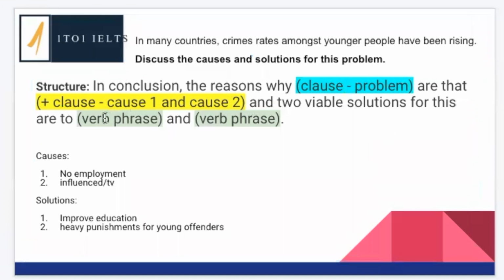When we're talking about our causes, we're going to use a clause. And when we're going to talk about our solutions, we're going to use verb phrases. If you're not sure what any of these grammatical structures are, just go to Google, type in clause in English, and it will tell you what a clause is. You can type in verb phrase in English, and it will explain to you what a verb phrase is. Knowing these basic parts of speech will really help you improve your grammar and make sure that you're following good structures throughout your essay.